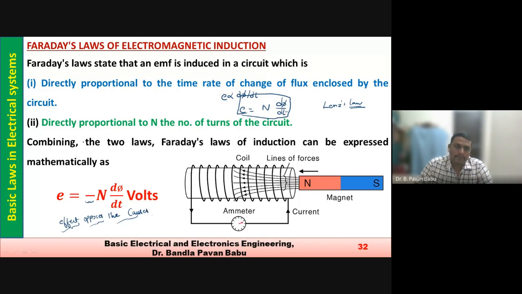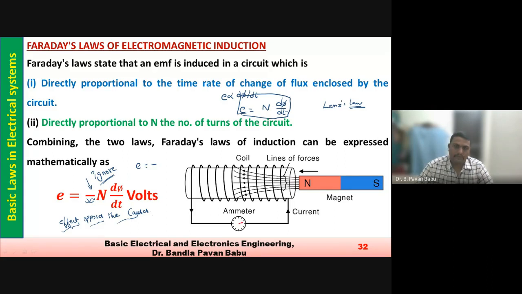And of course we can ignore or avoid this polarity minus, because there will not be any EMF in minus. There will always be a potential rise, not a potential drop, because we are creating the source here. That is why it is being neglected. So directly you can write it as E equals N into dφ/dt.